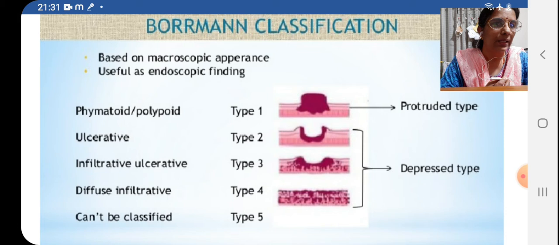So these are the types of macroscopic appearance of carcinoma stomach, according to the Borrmann classification: polypoidal, ulcerative, infiltrative ulcerative, diffuse infiltrative, and cannot be classified. The protruded variety is type 1. All depressed varieties are type 2, 3 and 4.